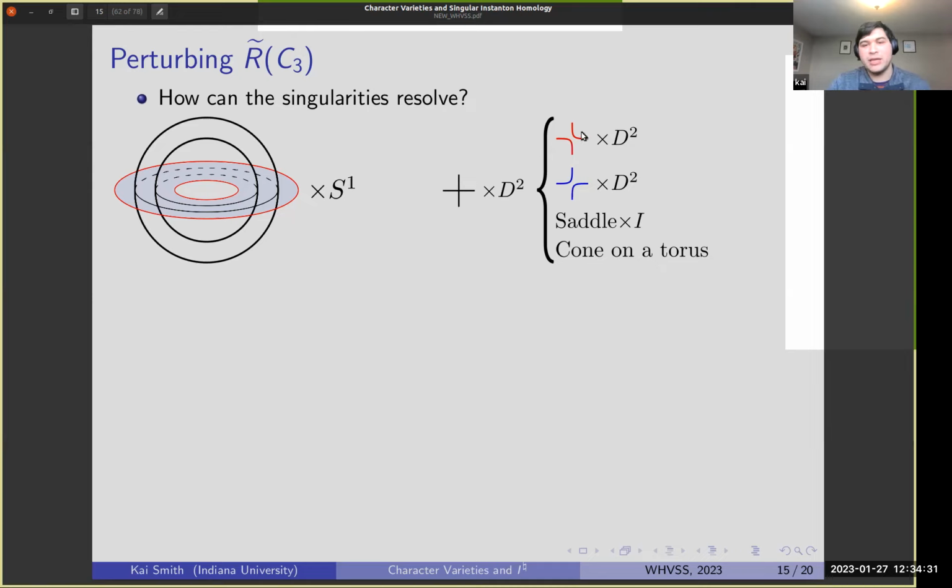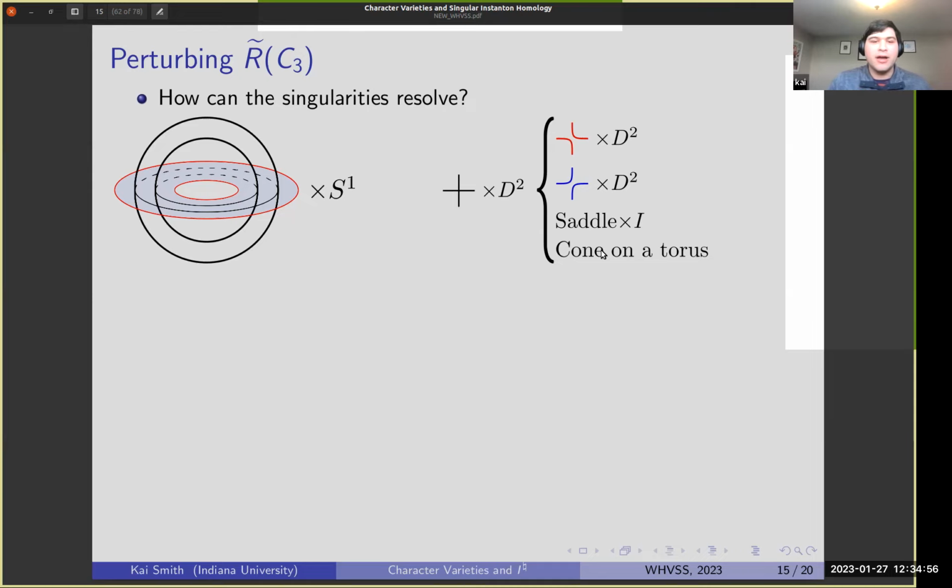One thing that can happen as I transition from one case to the other is that I'll get a saddle across an interval. And then lastly, when we perturb, there are still going to be a couple points which are singular, which will be cones on tori. So, right, these are the possibilities, but the question is, for each singular point, which of these possibilities happen?